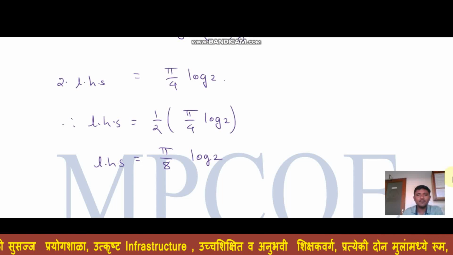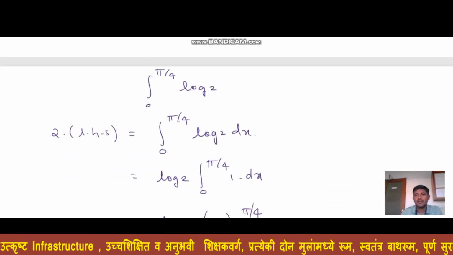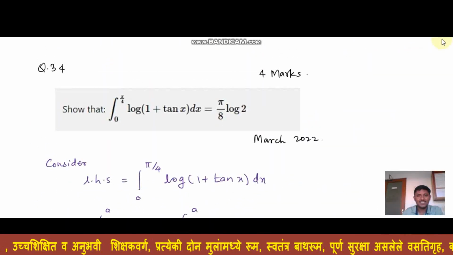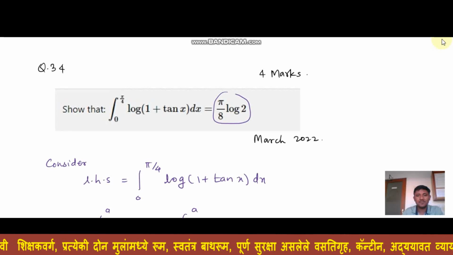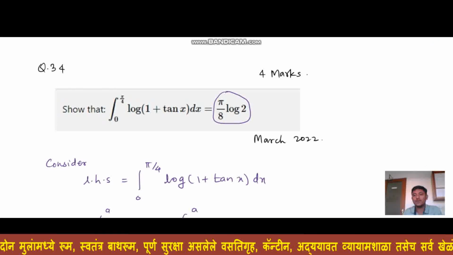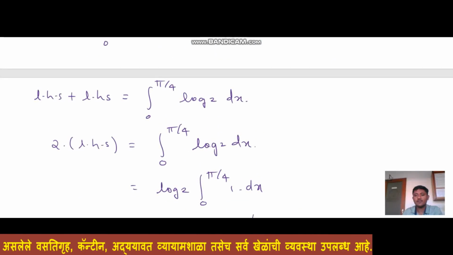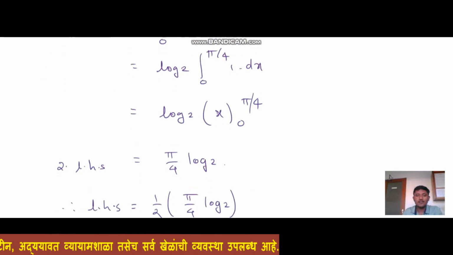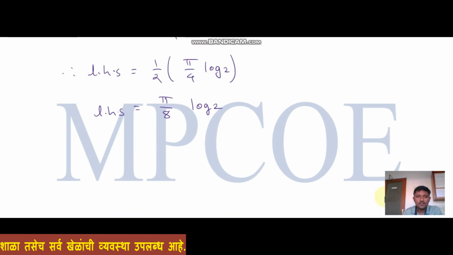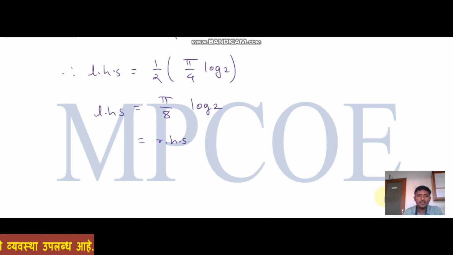And clearly by observing the given question, what is RHS? RHS is simply also pi by 8 into log 2. So let me just write: LHS is equal to RHS.